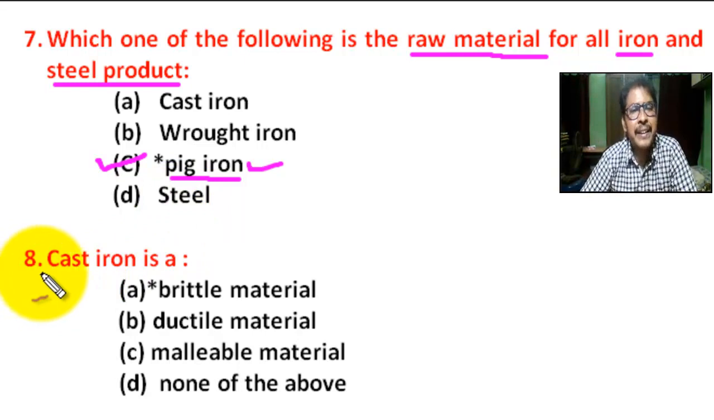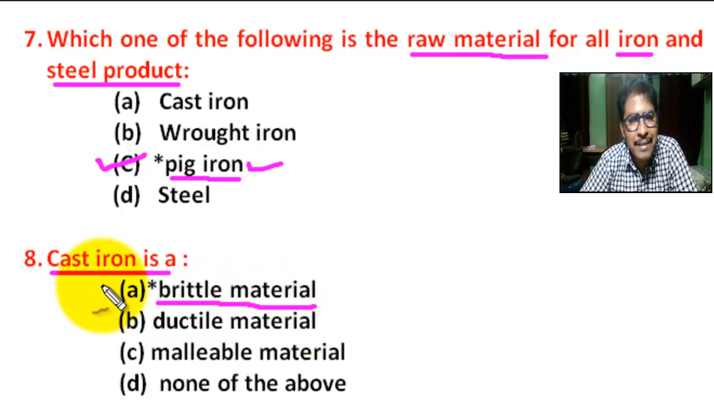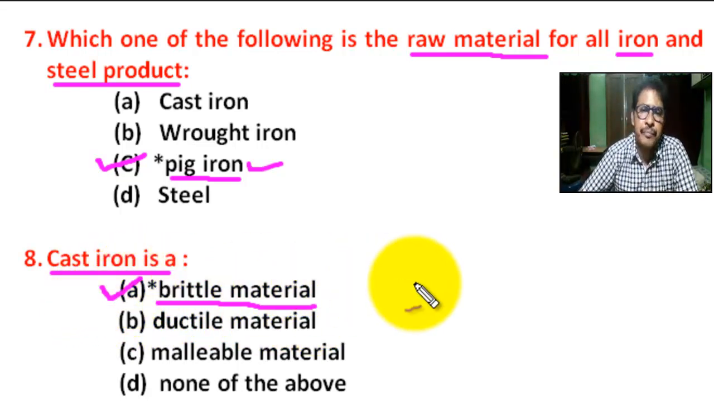Question number 8. Cast iron is a. There are 4 options. Cast iron is a brittle material. Correct answer is A.